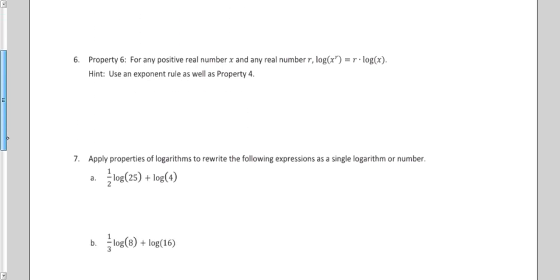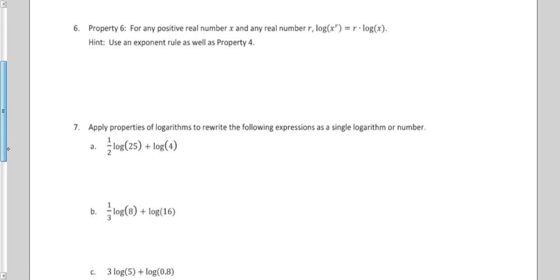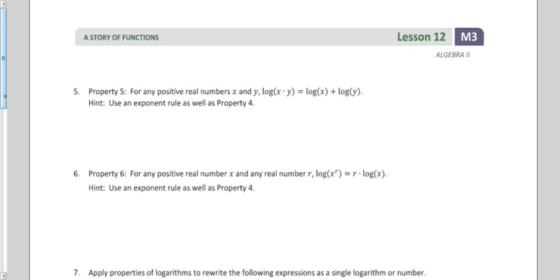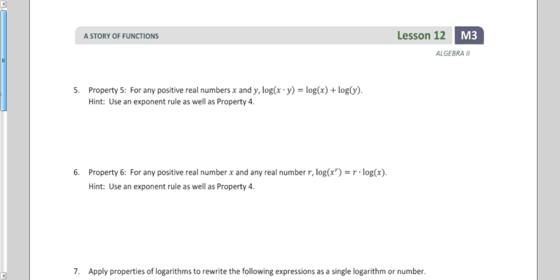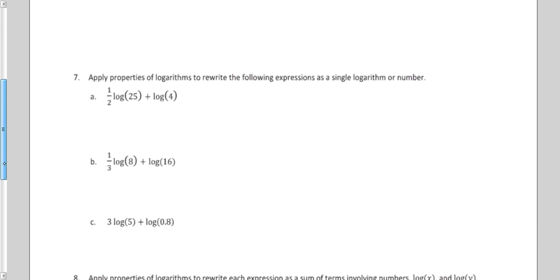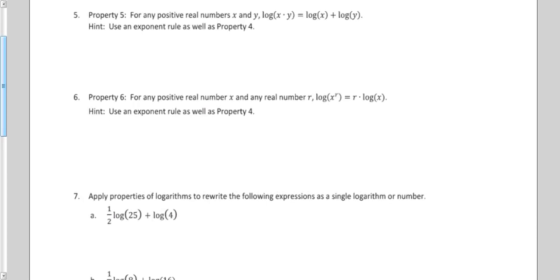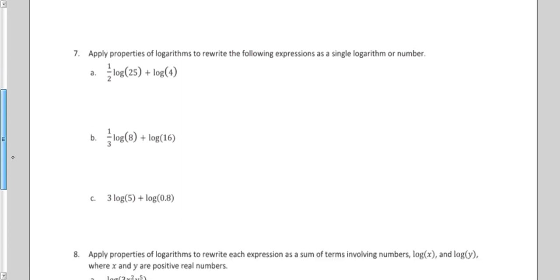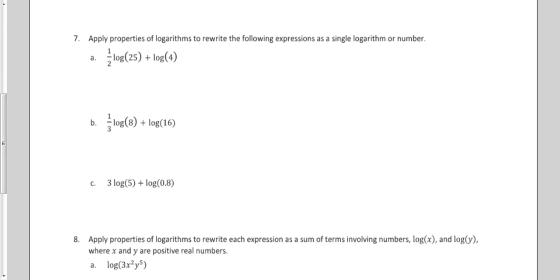So, let's do this. Property 5, we've done that. All right, let's apply the properties of logarithms. We're going down to number 7. We're going to apply the properties of logarithms to rewrite the following expressions as a single logarithm or number. Okay?